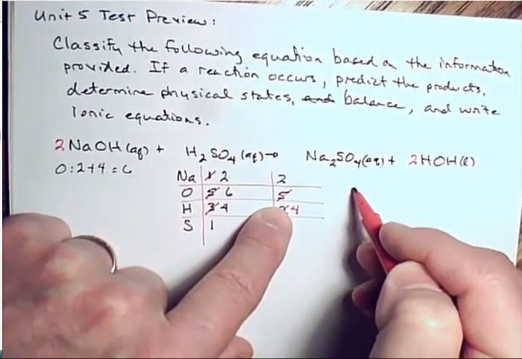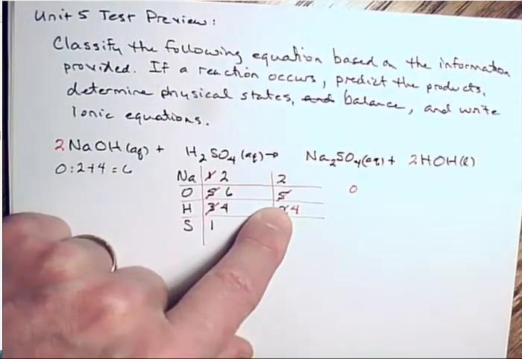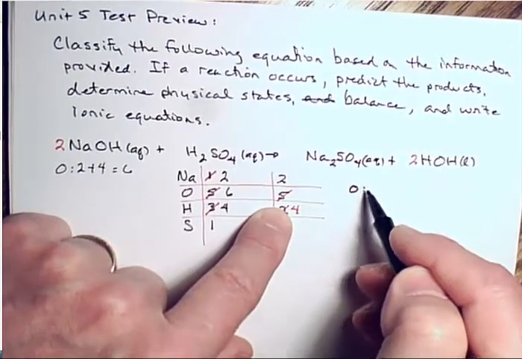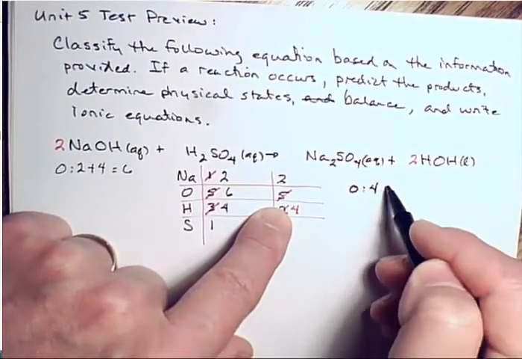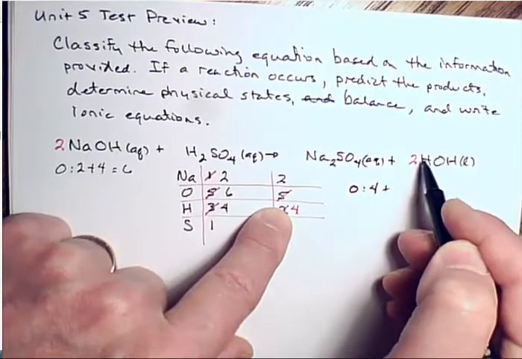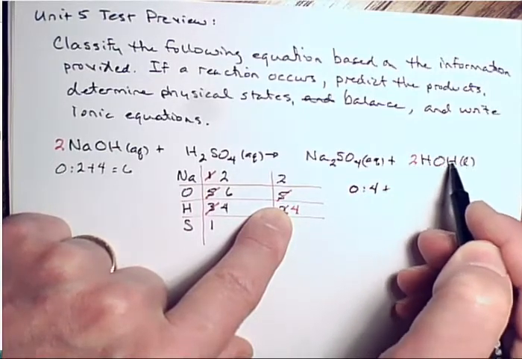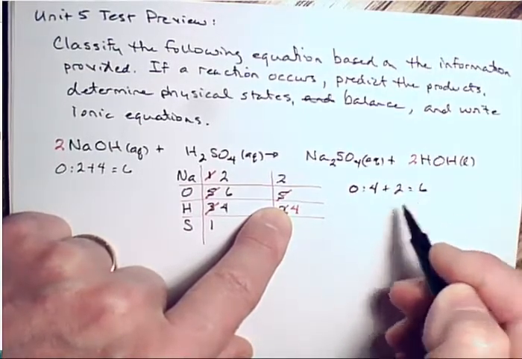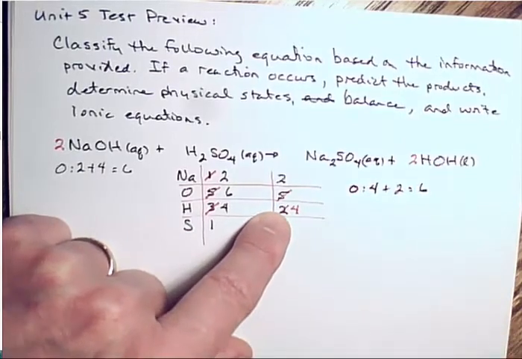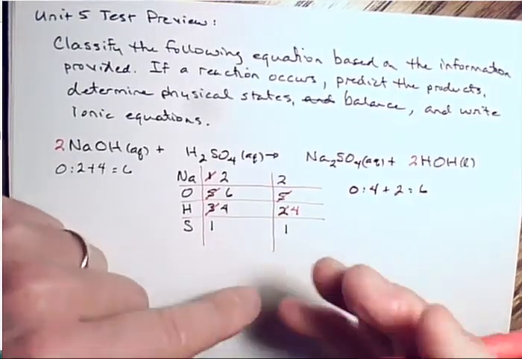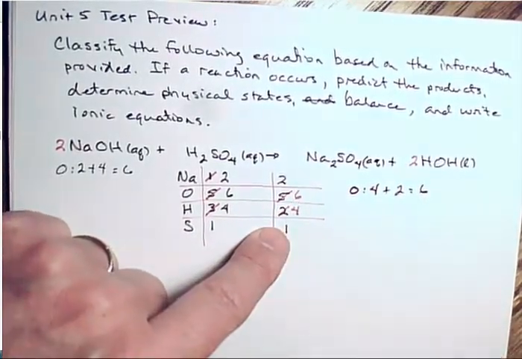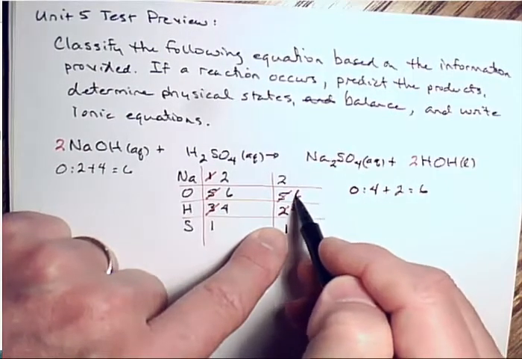For oxygen, I have 4 oxygens here on the left, for the sulfate, plus the 2 now. This 2 means I multiply all the atoms in this formula, so I have 2 of those, so I have 6 oxygens now, so now that's balanced. Okay? So now the equation is balanced.